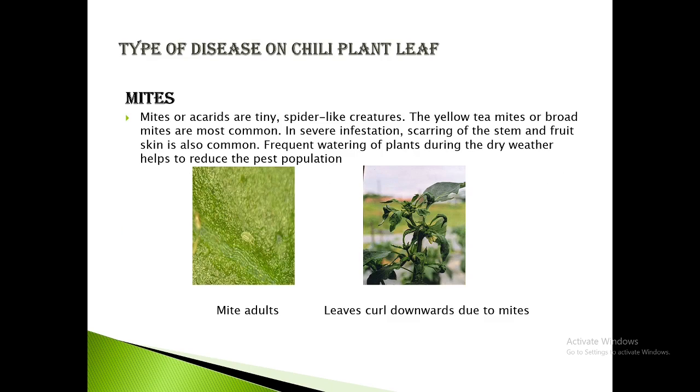Here are the types of disease on the chili plant leaf. Mites are tiny, spider-like creatures. The yellow tea mites or broad mites are the most common. In severe infestation, scarring of the stem and fruit skin is also common. Frequent watering of the plant during dry weather helps to reduce the pest population.